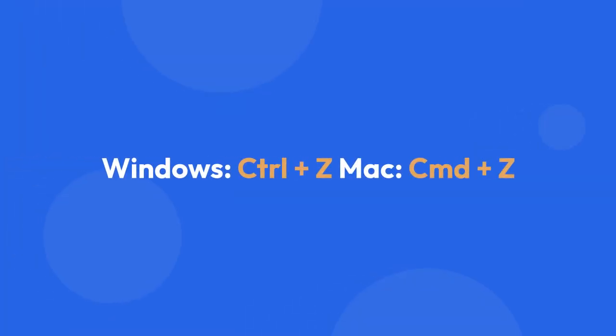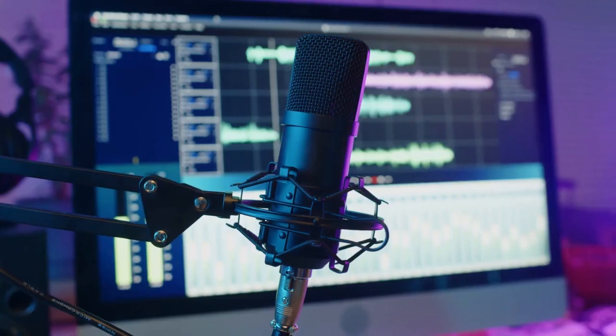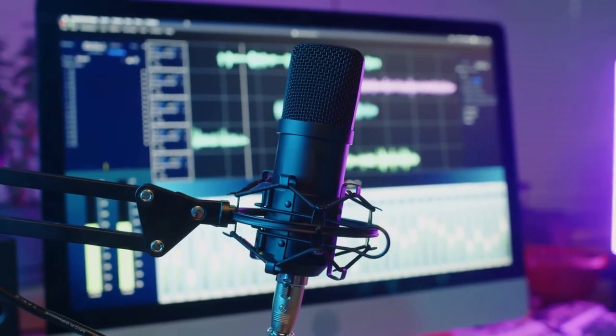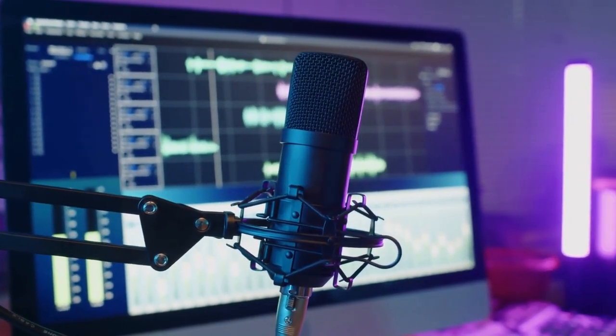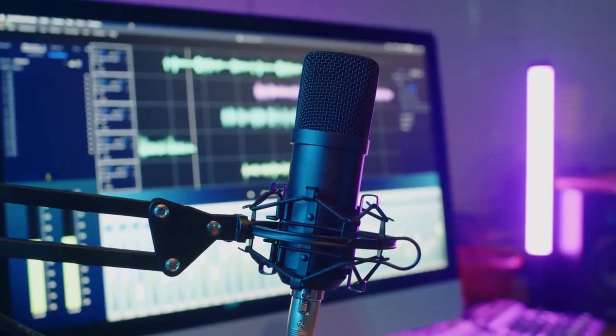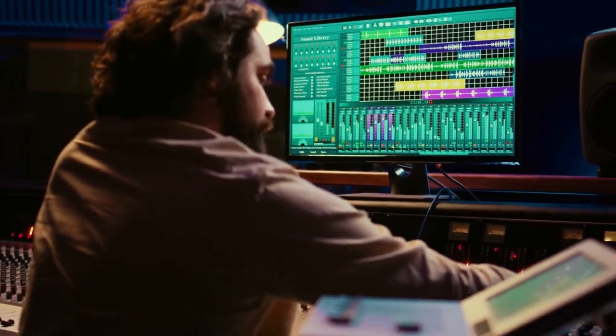The fastest and most common way to undo a change is by using a simple keyboard shortcut. If you're on a Windows computer, you can press Ctrl and Z at the same time. If you're on a Mac, the shortcut is Command and Z. Let's say I just applied a loud echo effect that I don't like. I can simply press Ctrl+Z, and poof, it's gone. The audio is back to how it was before.